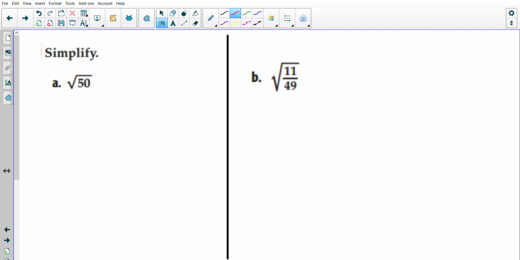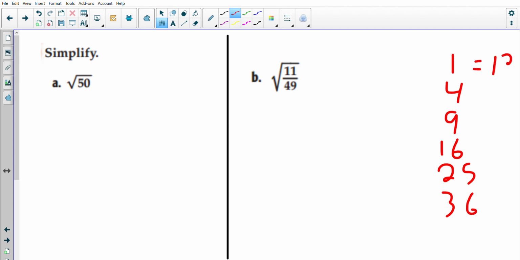The square root of 50. In 50, I want to look for any factors that are perfect squares. My perfect squares are 1, 4, 9, 16 would be the next one, 25, 36, and these are all 1 squared, 2 squared, 3 squared, 4 squared, 5 squared, 6 squared. That's what I'm looking for, and so on.